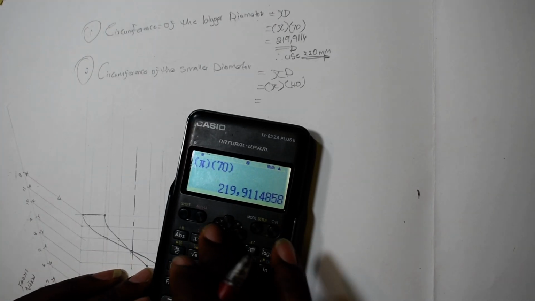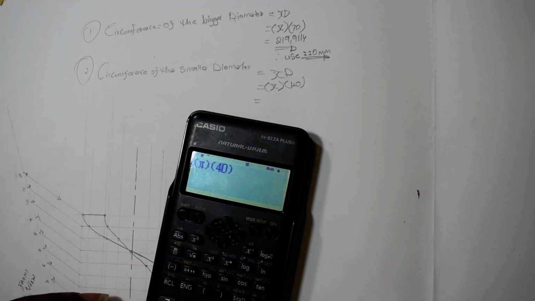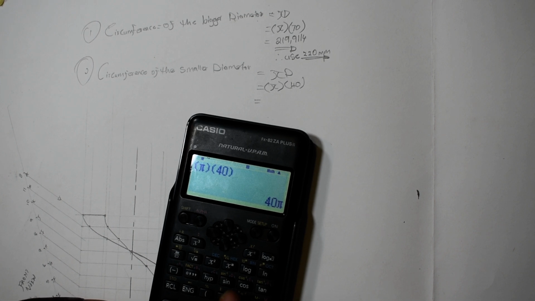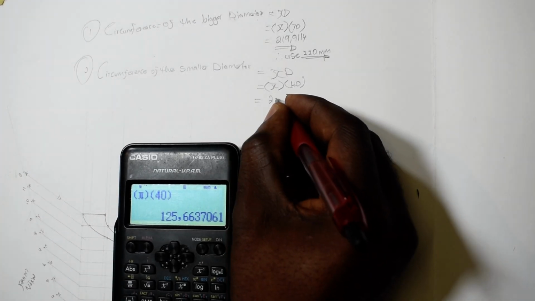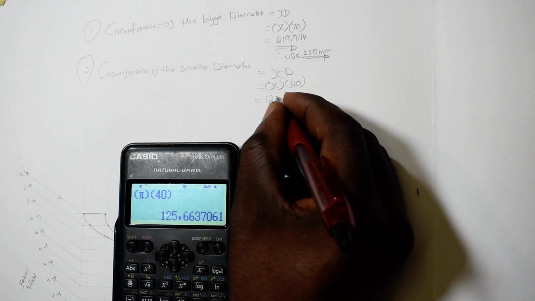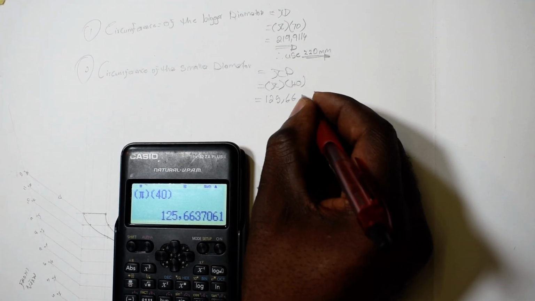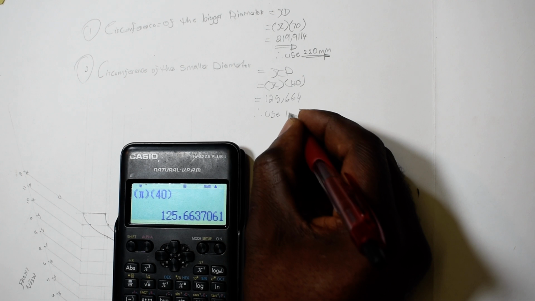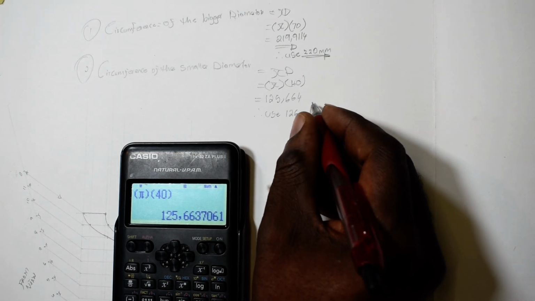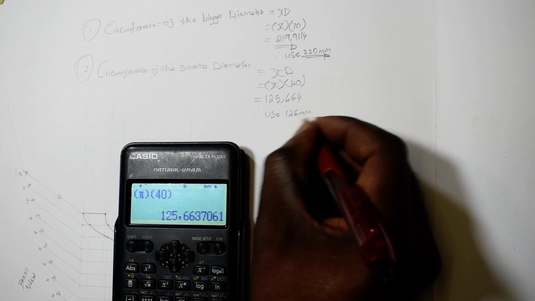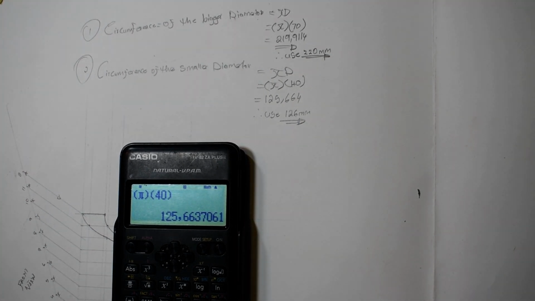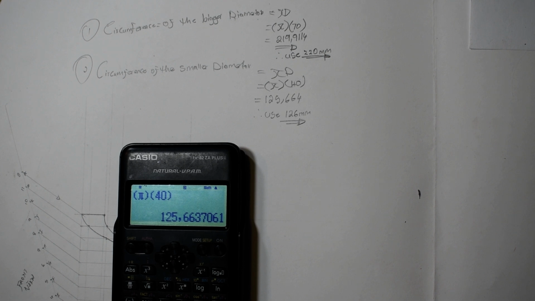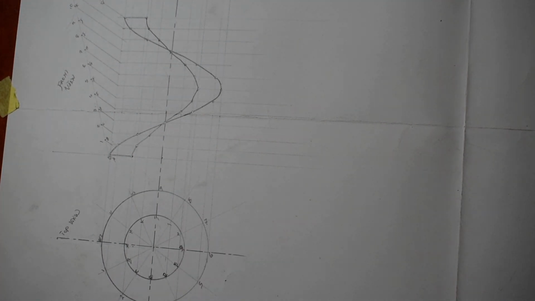So if you simplify this one, 40, I'm getting how much? I'm getting 125.664. Therefore, please use 126 millimeter. You understand? So we were looking for the what? For the circumference of the bigger circle and of the smaller circle, the circumferences.